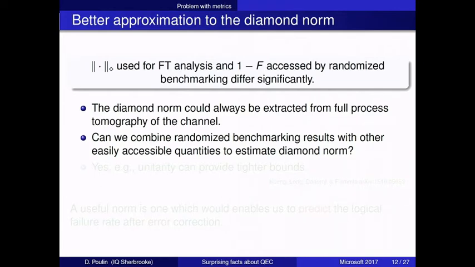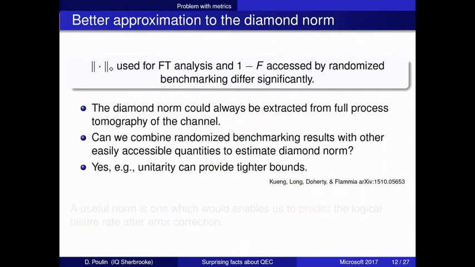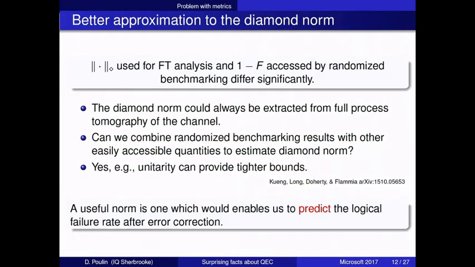On the other hand, infidelity is easy to measure by randomized benchmarking, so people were thinking, are there easily accessible quantities that I can measure and that allow me to put bounds on the diamond norm? And people have done this. But as far as I'm concerned, a useful norm is one that allows you to predict the behavior of a system when it's used to do quantum computation. If your norm does not correlate with that, well, it's not very useful.